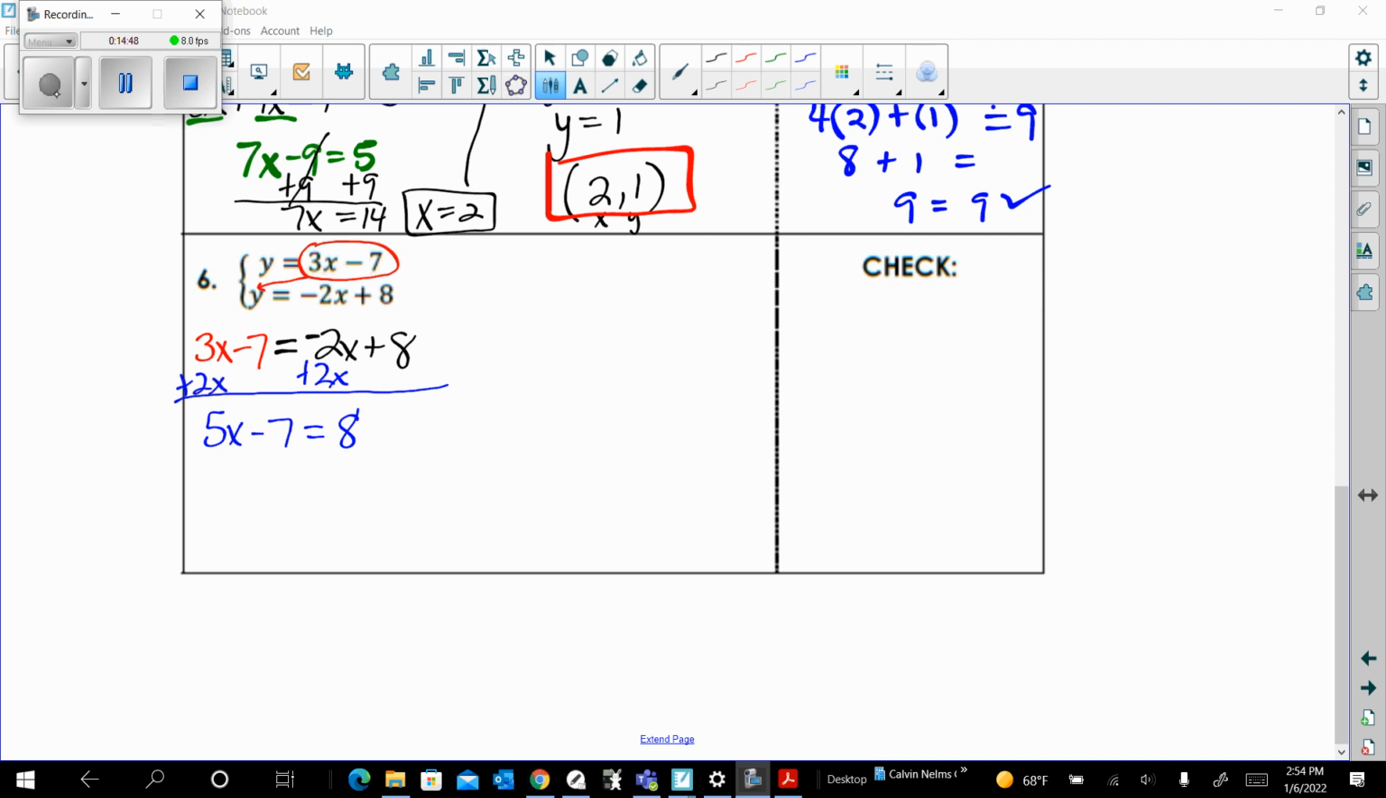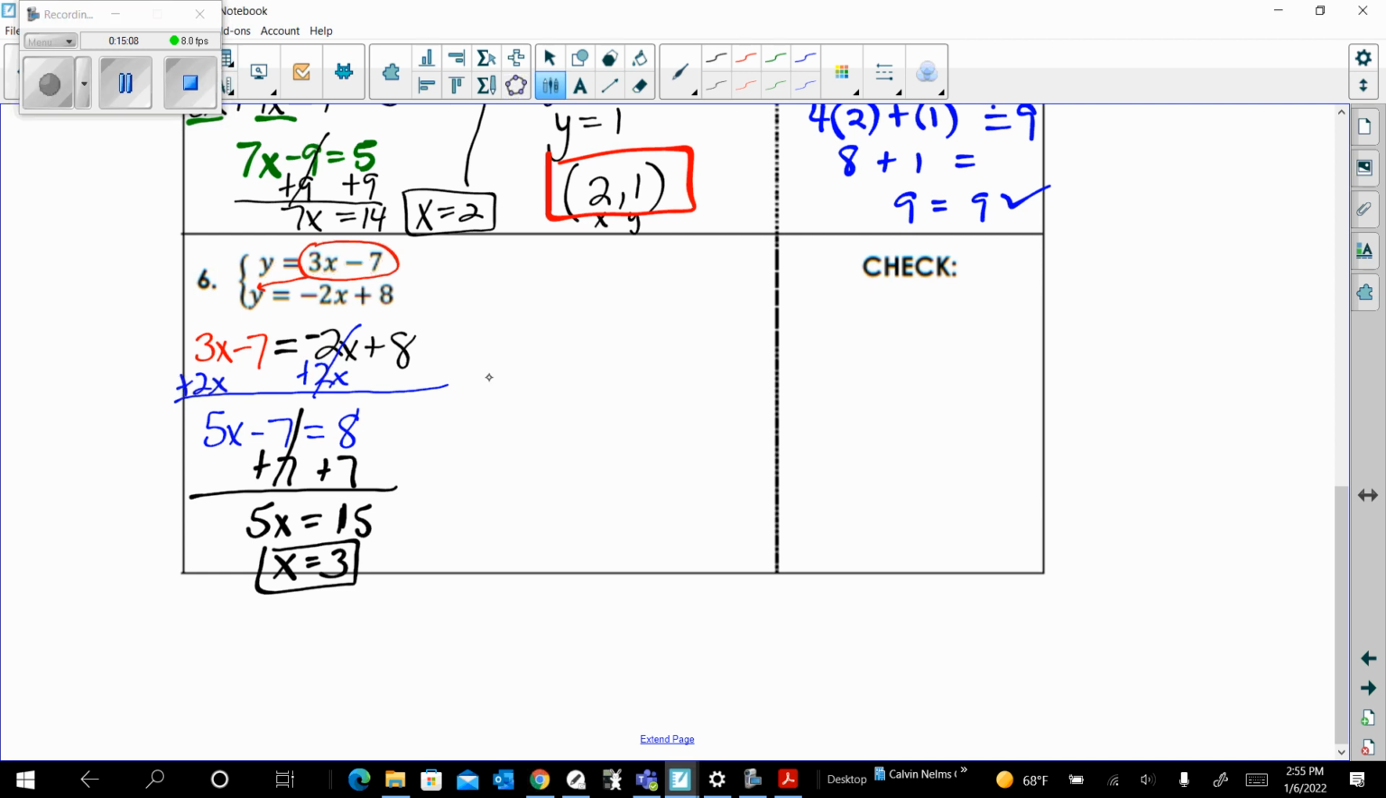You needed to add 2x on both sides first, to cancel out the smallest variable, which is the minus 2x, and now we can solve for x. All right, so we should get x equals 3.